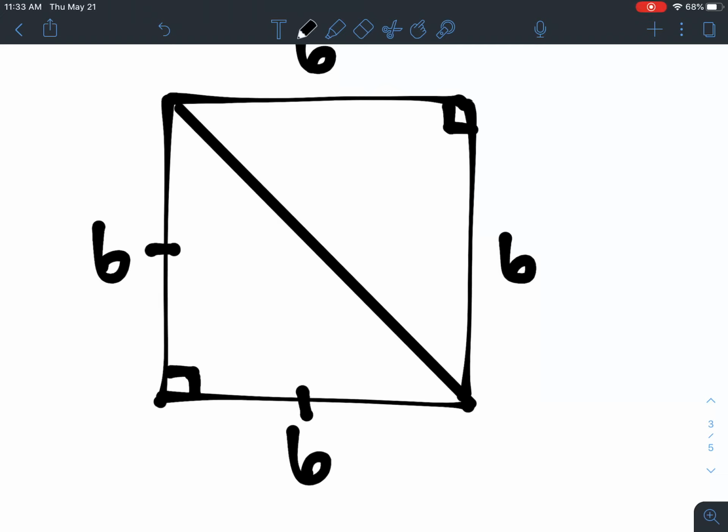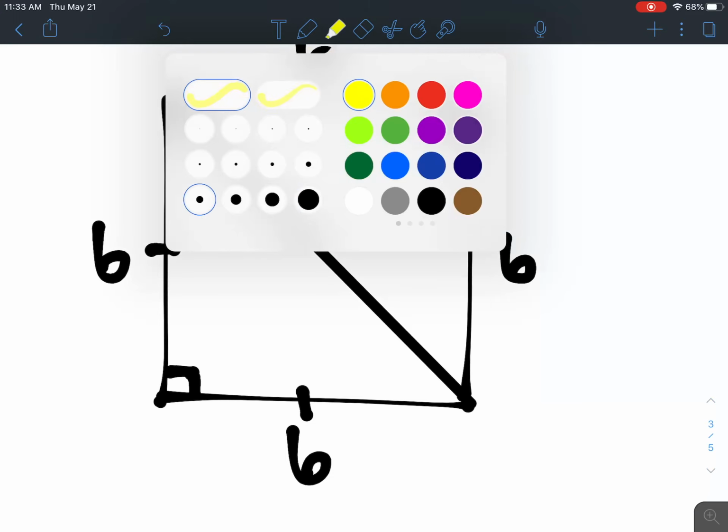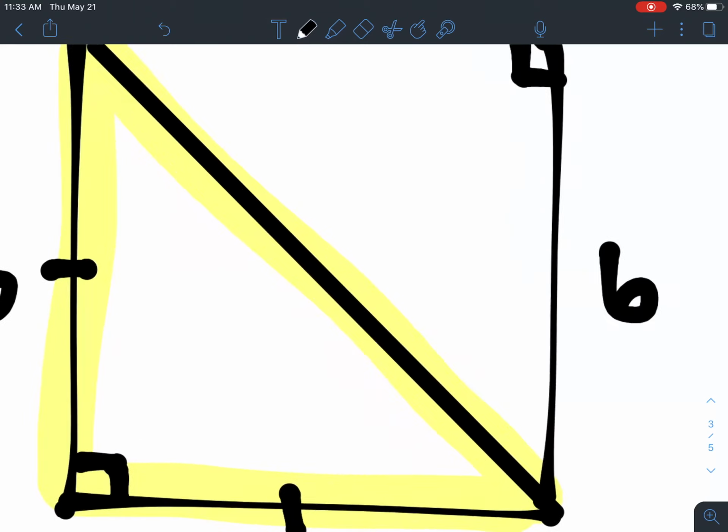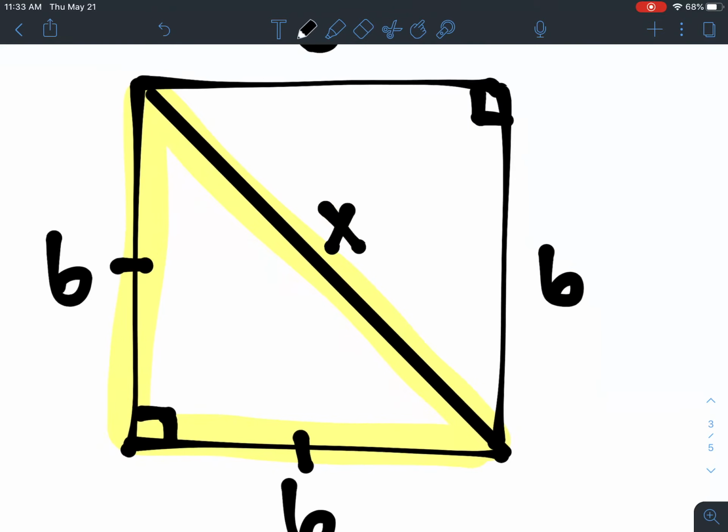So you could do this using Pythag if you wanted, but I'm not. I'm going to use the formulas that we discovered today. So what this means is that this is an isosceles right triangle, which means that it's a 45, 45, 90 triangle. So what I'm trying to find is my hypotenuse.